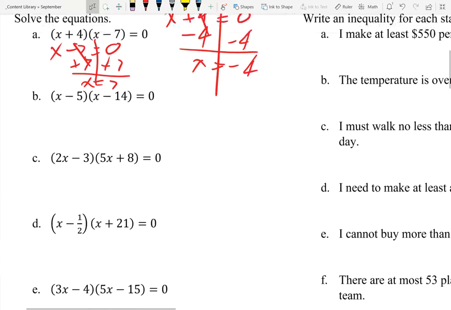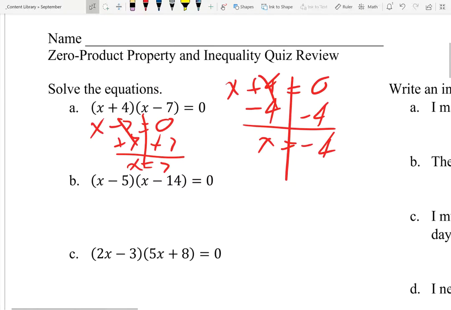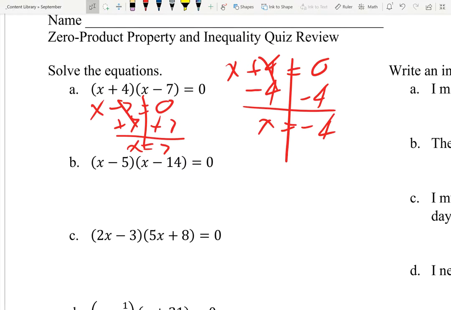Let me zoom in a little bit. Let's just focus on this. All right, so the two possibilities are -4 and 7. Let's look at B. B is very similar, pretty much the same thing.